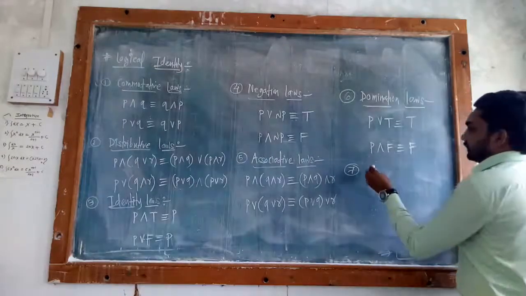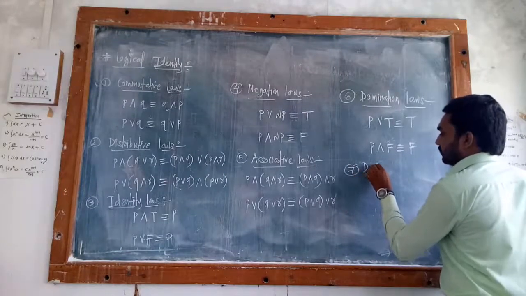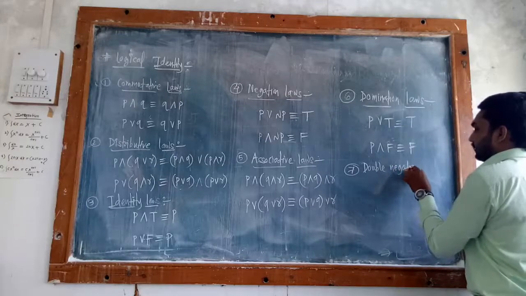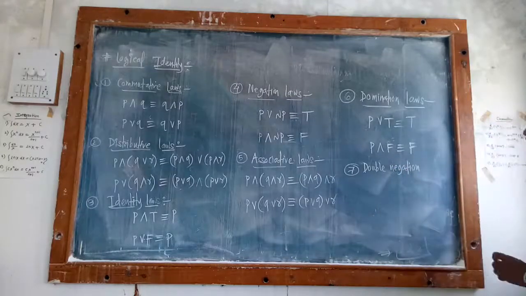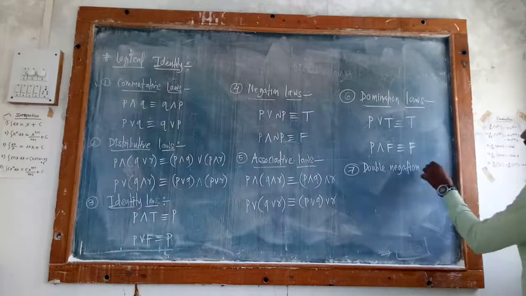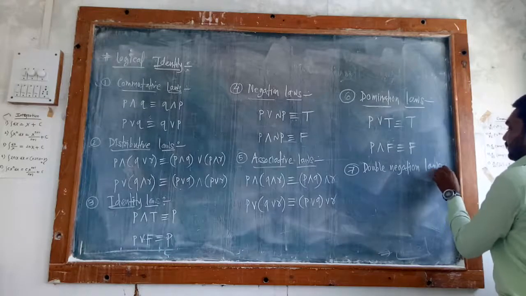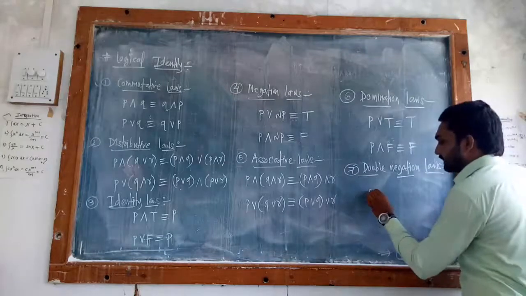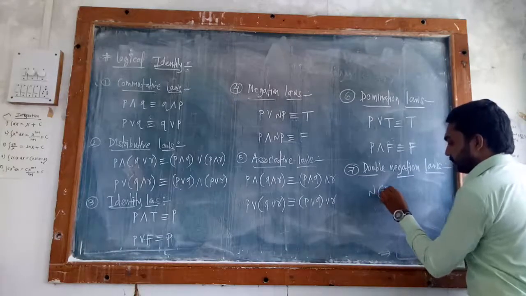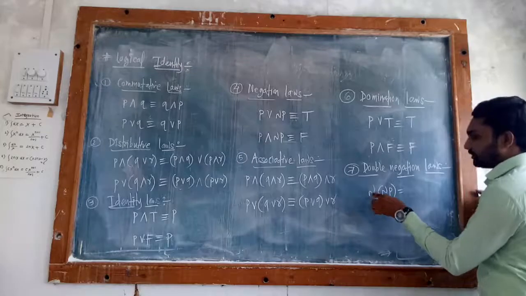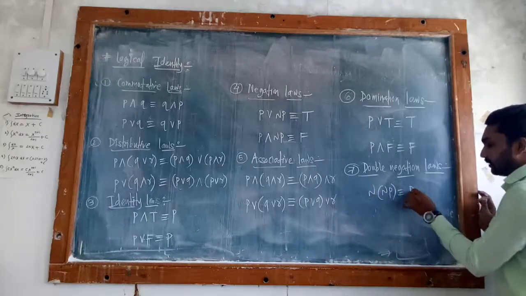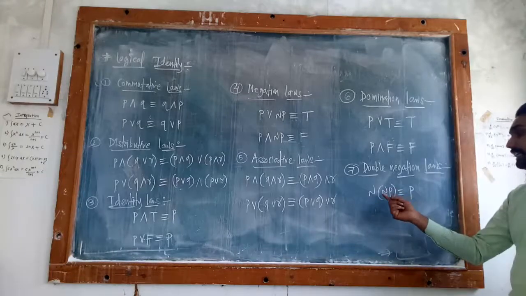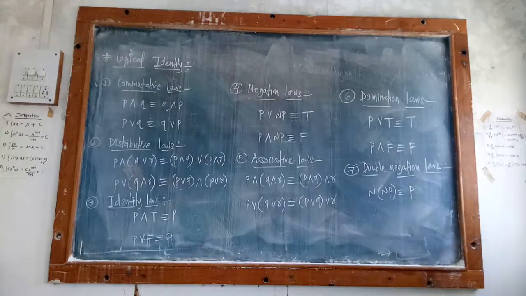That is the double negation law. Law number 7. What do you mean by double negation law? That is negation of negation P. Negation of negation P is logically equivalent with P. Right? Negation of negation P is logically equivalent with P.